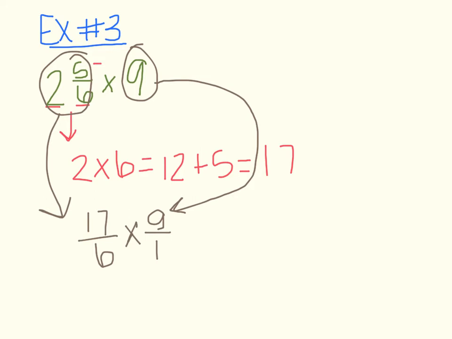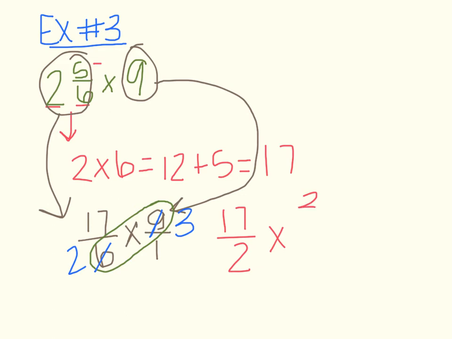Now I'm going to look across and I can divide 6 and 9. I can divide both of those by 3. 6 divided by 3 is 2, and 9 divided by 3 is 3. So I'm just going to rewrite my fractions. I have 17/2 now times 3/1. And now I can just multiply. 17 times 3 is 51, and 2 times 1 is 2.